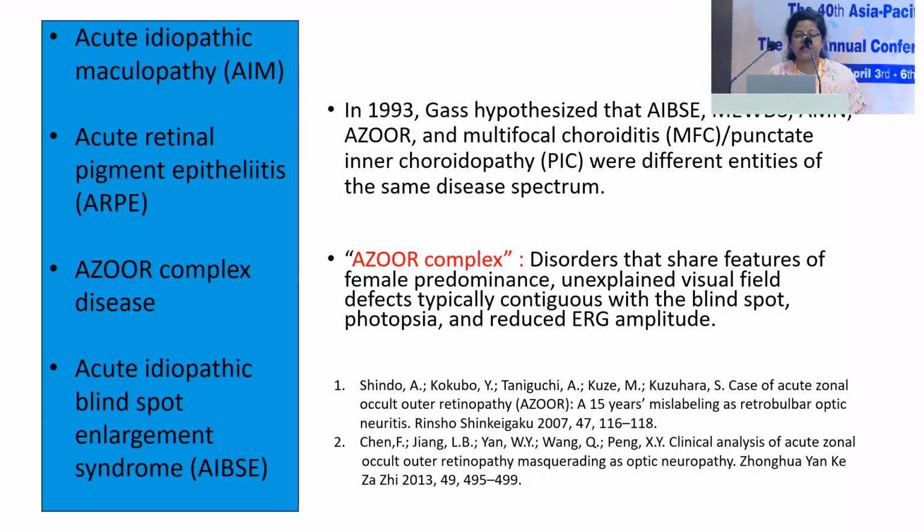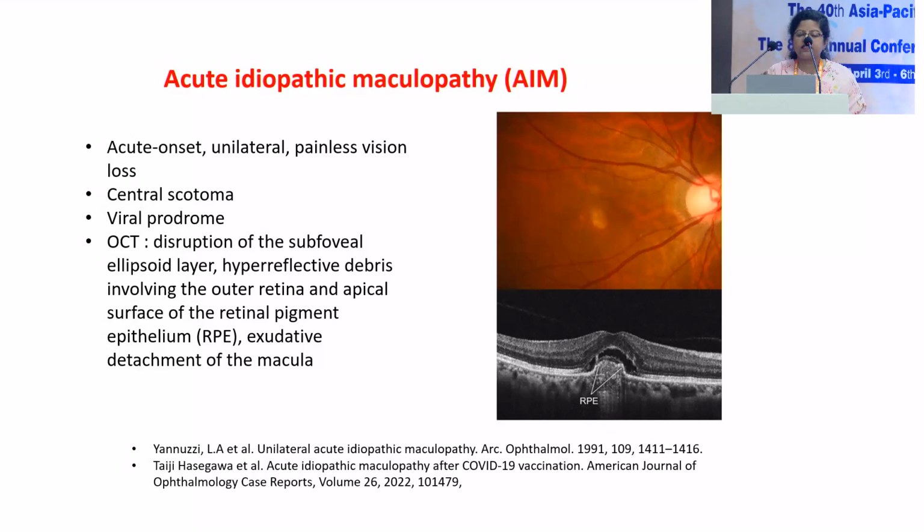Photopsia will be there, and ERG. So one by one, just touching on these conditions: acute idiopathic maculopathy has a viral prodrome, with acute onset unilateral painless vision loss, and disruption on OCT. So we should always take the help of multimodal imaging when facing this type of complaint, before jumping to the conclusion that it is a neuro-ophthalmological problem and ordering MRI and all. You should take the help of whatever investigations we have. Here we can see disruption of the ellipsoid layer, hyperreflective debris, and exudative maculopathy, and it resolves uneventfully in most cases in 4 to 6 weeks.